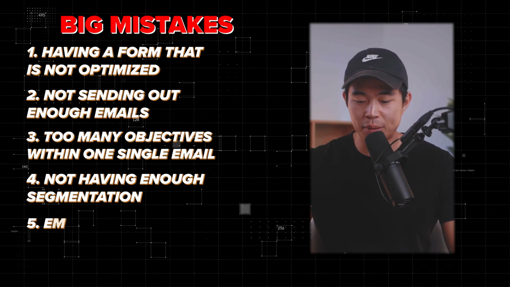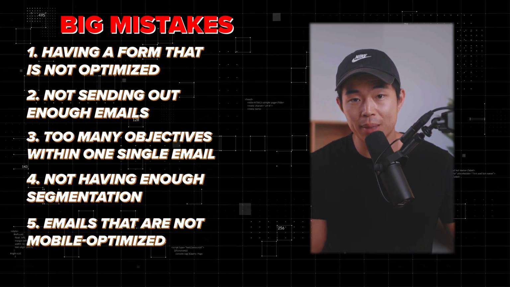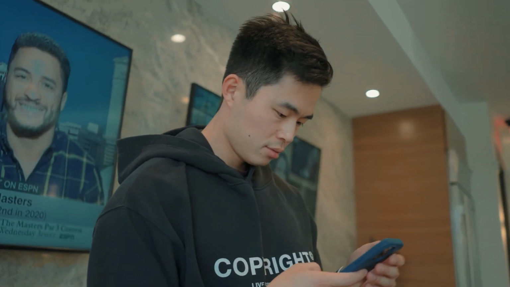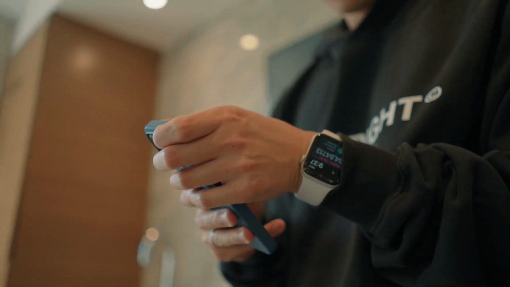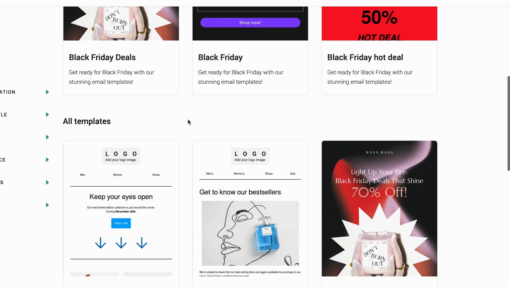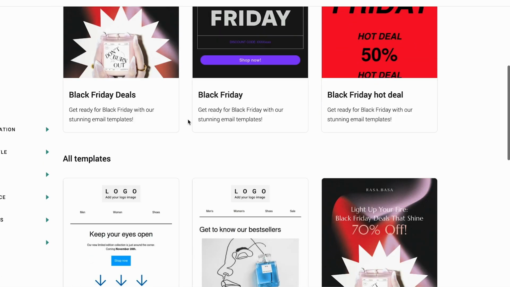Another big mistake is that people create emails that are not mobile optimized. So a lot of people are going to open up your emails using their phone. In fact, depending on what type of business you have, a majority might be accessing your emails using their phone. So you want to make sure they look really good on a small screen. To do this, just use one of the pre-built templates within Omnisend. Those are already professionally designed and optimized for mobile.